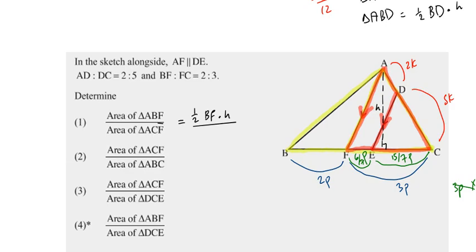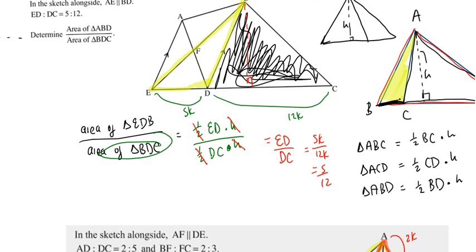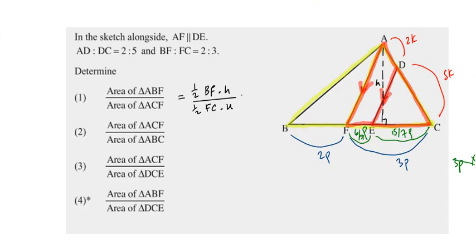And then what is ACF? Look at ACF. You can see the base, can you not? It's FC. So it's half of FC, multiplied by the same height. Multiplied by the same height. It reminds us of this one. So now what's going to happen there? Height and height cancel. Half and half cancel.